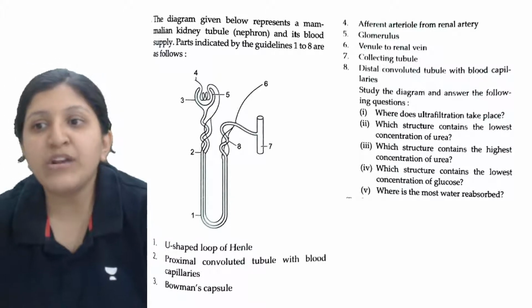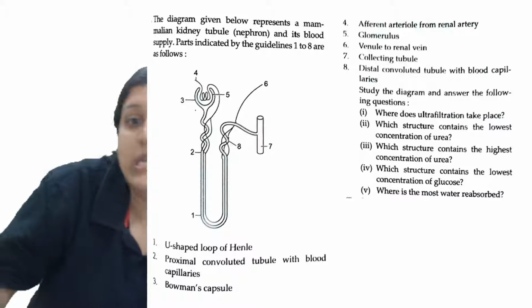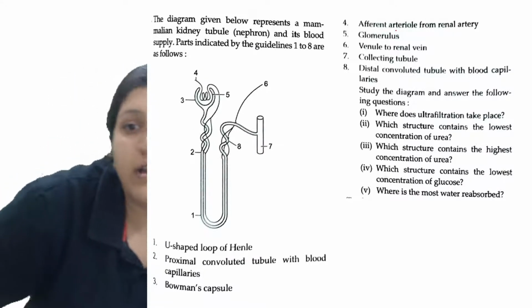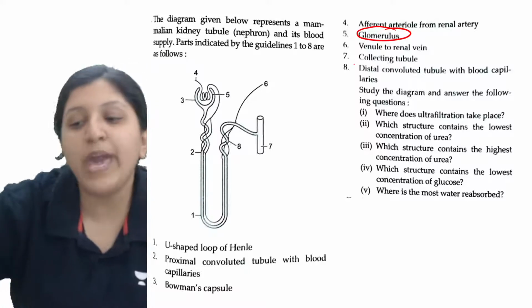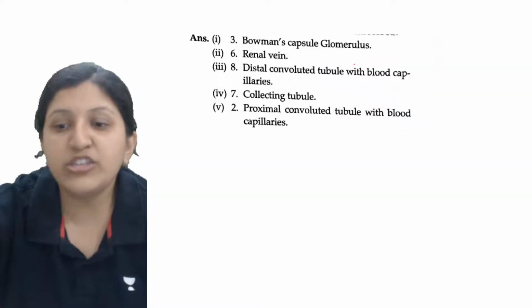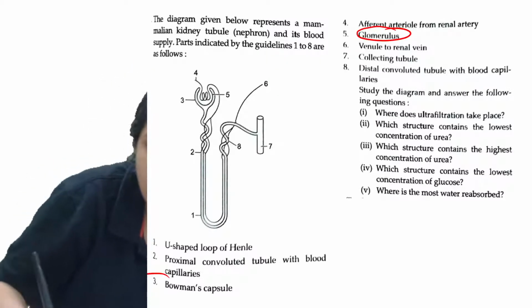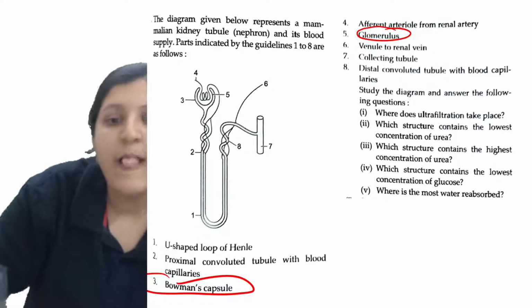So where does filtration or ultrafiltration occur? It is at the part labeled glomerulus. Glomerulus is where the ultrafiltration occurs, so Bowman's capsule and the glomerulus. So you can consider this to be 3 and 5.